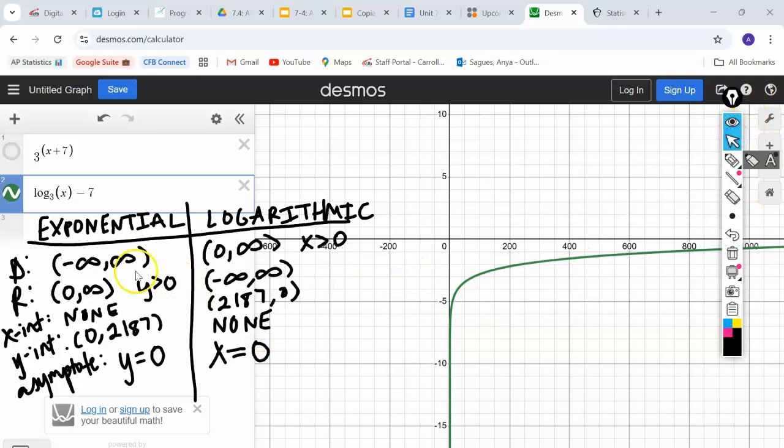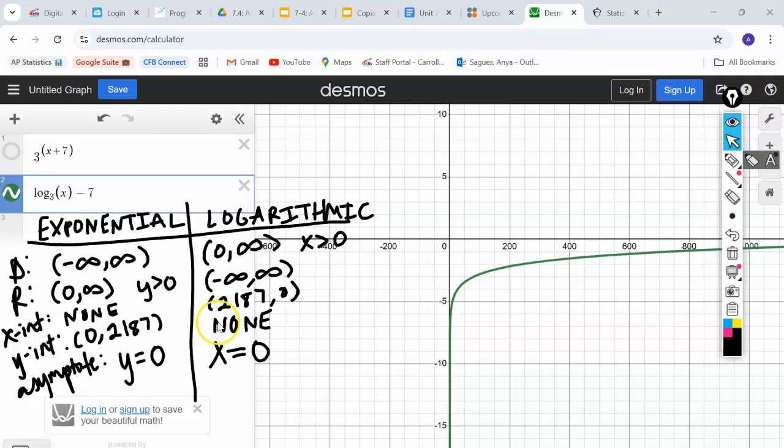Now, something that I hope you notice is that because with exponentials, x and y switch, the attributes that are associated with x values, like domain and x-intercept, switch with the attributes that are associated with y, like the range and y-intercept. So here, instead of the domain being all real numbers, for my logarithmic, the range is all real numbers. Instead of range being y is greater than 0, it switches. So for logarithmic, now my domain is x is greater than 0.